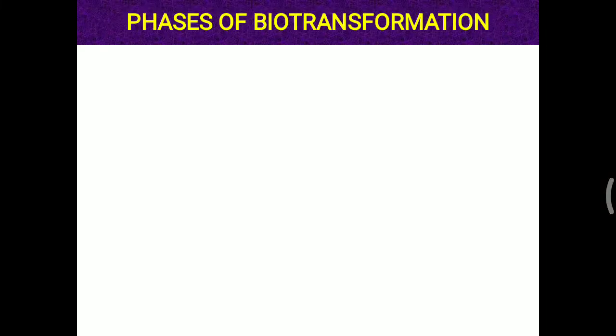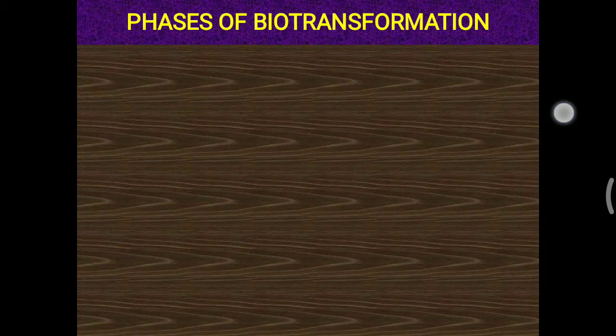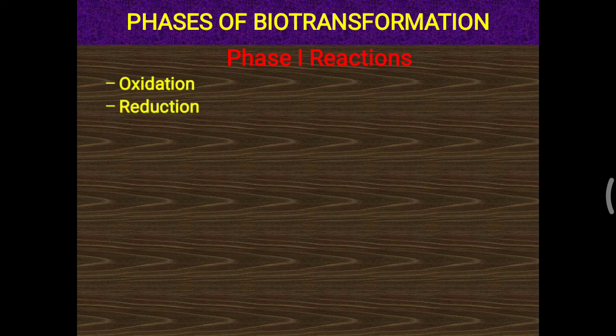Today's topic is about different phases of biotransformation. Already we have seen the phase 1 reaction of biotransformation. Phase 1 includes either oxidation, reduction or hydrolysis. Once the phase 1 reaction is over, these xenobiotics are converted into a reactive molecule. This reactive molecule is very helpful for the conjugation process. So in phase 2 reaction, mostly the conjugation process occurs.